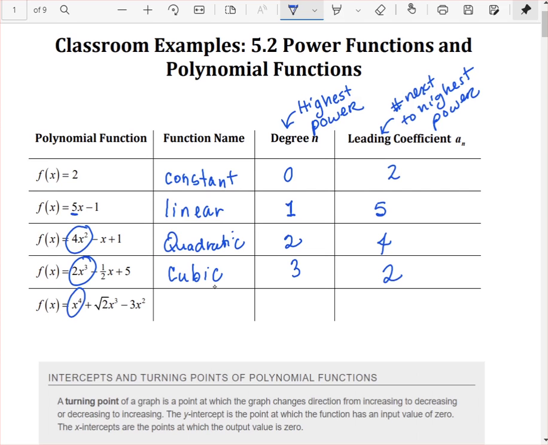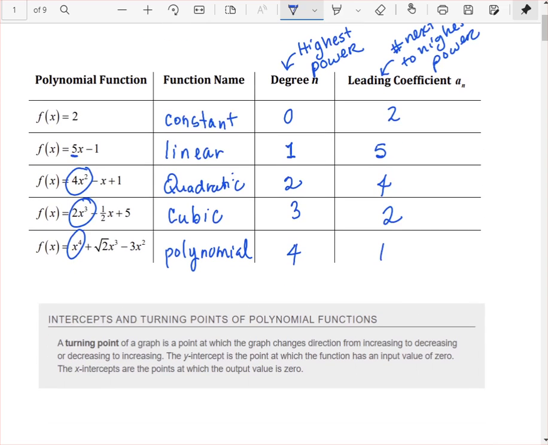It can be called a quartic, or you can start calling them polynomials. All of them are polynomials, but at some point, if it's a very high degree, we just call them polynomials. The degree is 4, and the leading coefficient would be 1 because there's nothing next to the x to the 4.